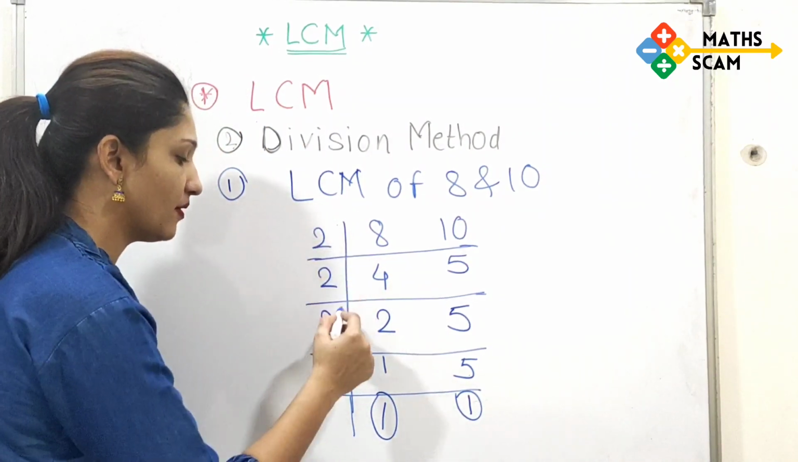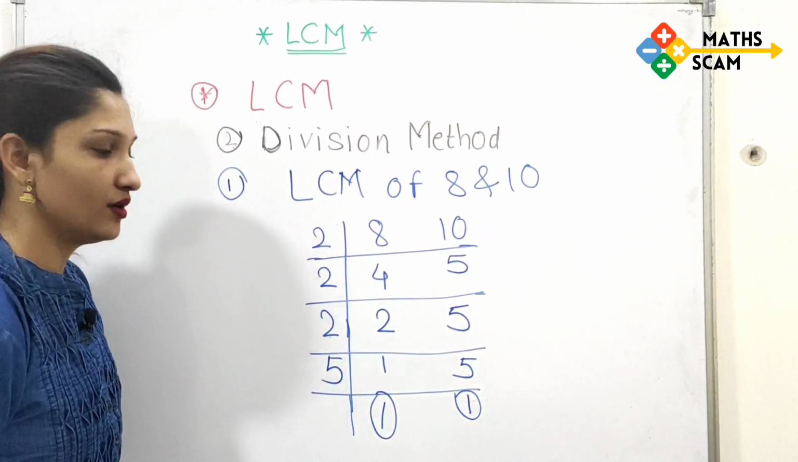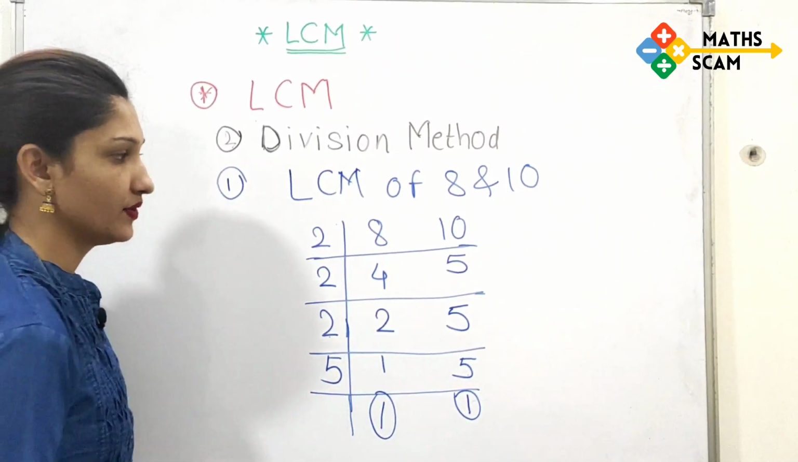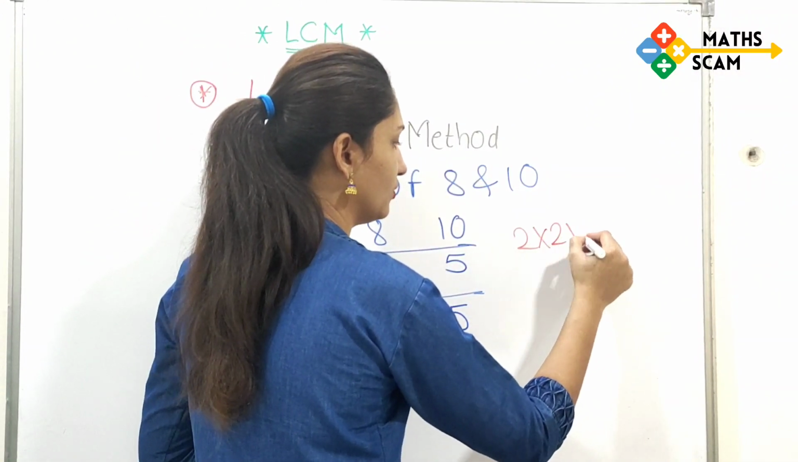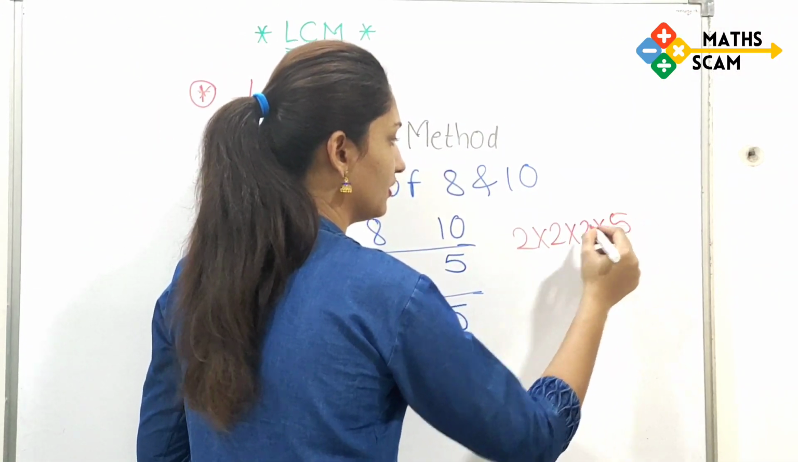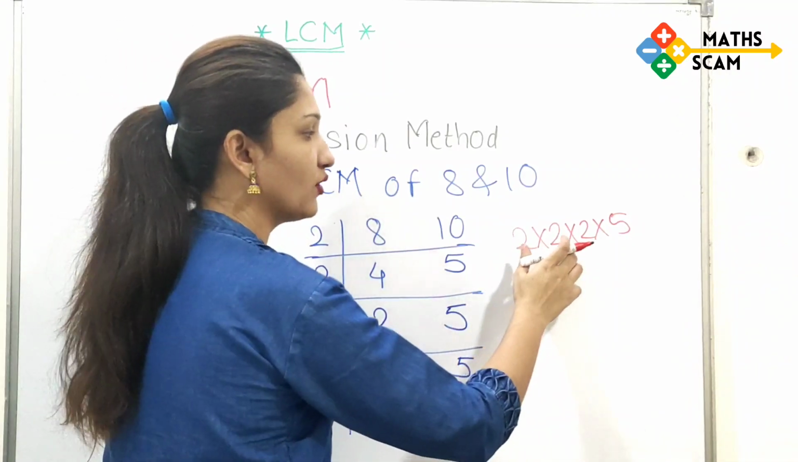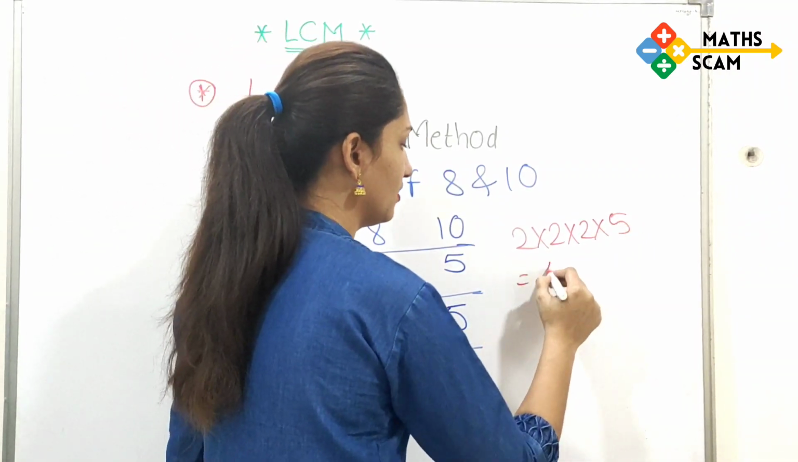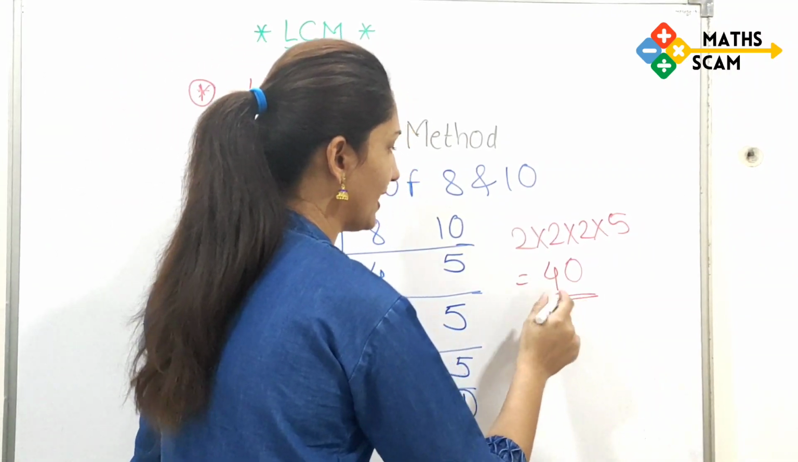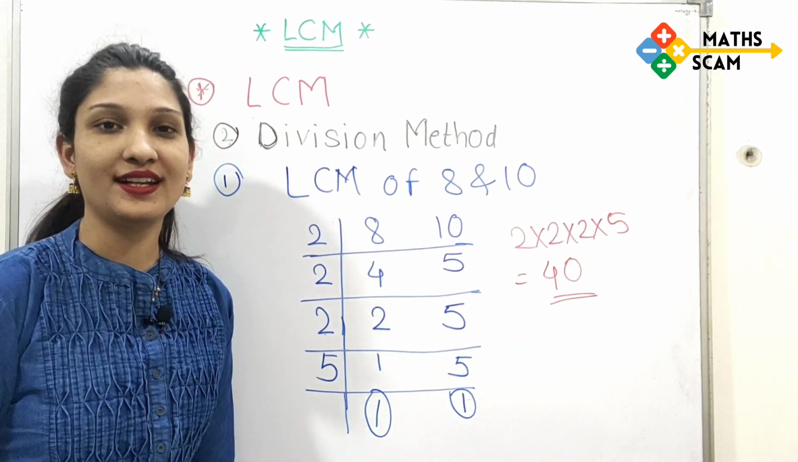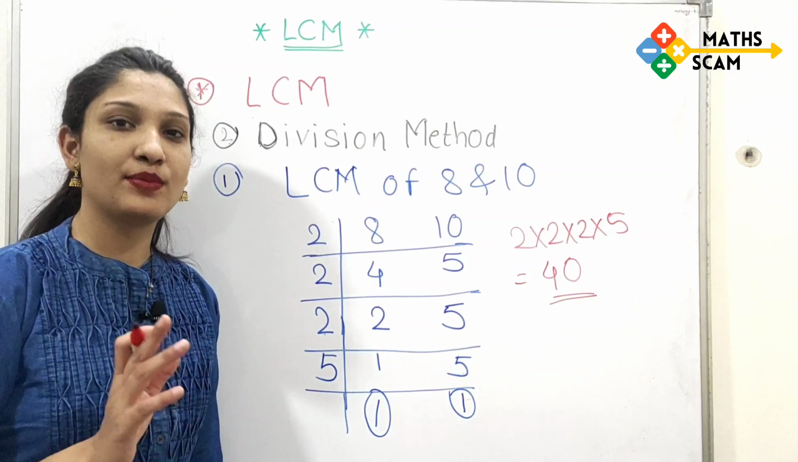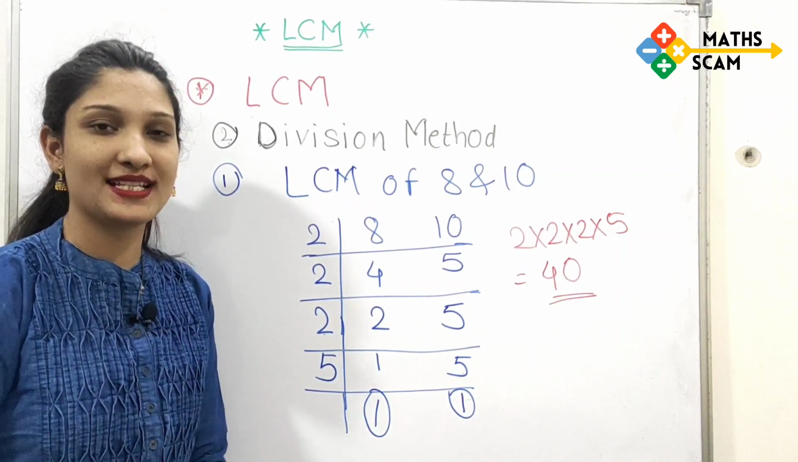So our common multiples are 2, 2, 2, 5. Multiply those numbers: 2, 2, 2, 5. 2 times 2 is 4, 4 times 2 is 8, 8 times 5 is 40. So the LCM of 8 and 10 is 40. Got it? We'll see one more example to understand this topic easily.